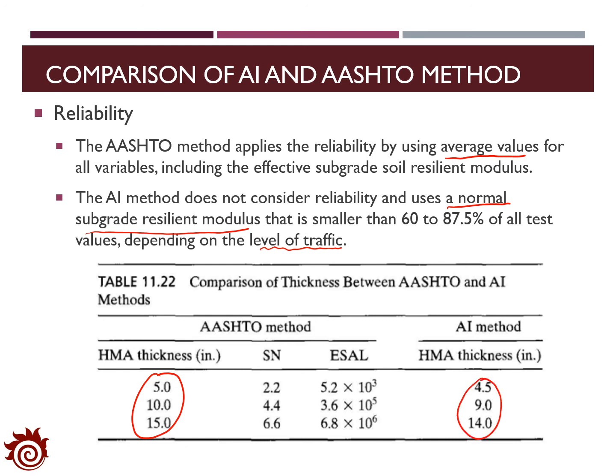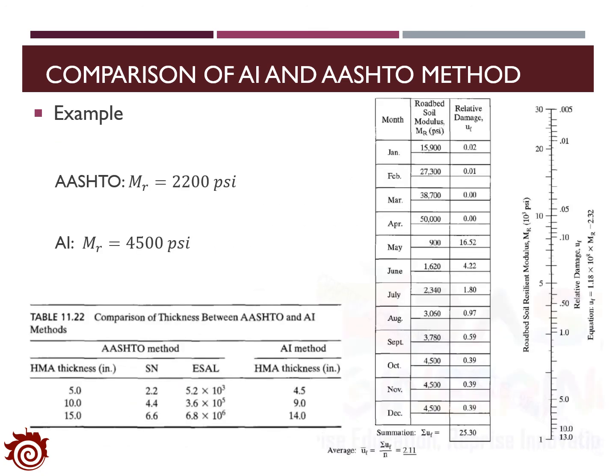method. We can recall one example in the previous lecture for the estimation of the effective resilient modulus. The table here shows the resilient modulus estimated for each month over 1 year. With the AASHTO method, we find out the effective resilient modulus is 2200 psi, while for the AI method, when we consider 60% higher, the value of MR will be 4500 psi, which is much higher than the AASHTO method.